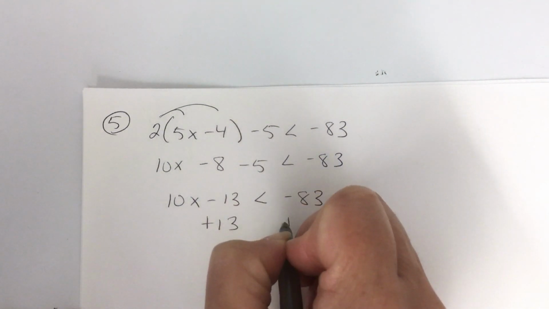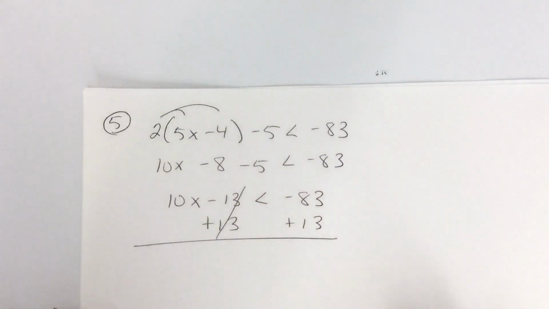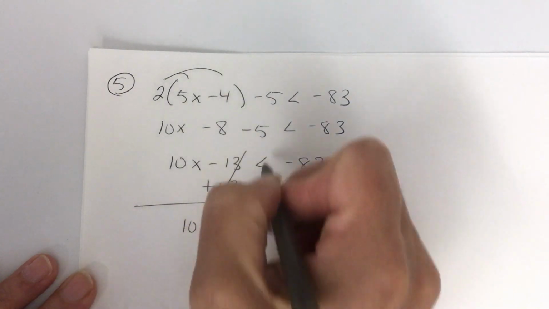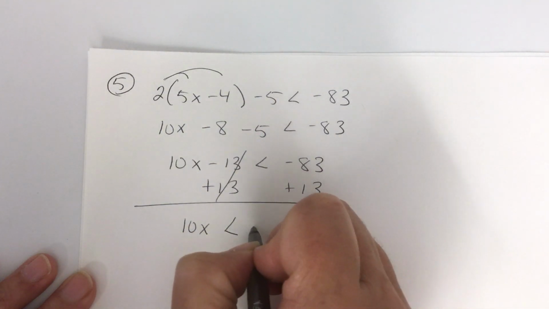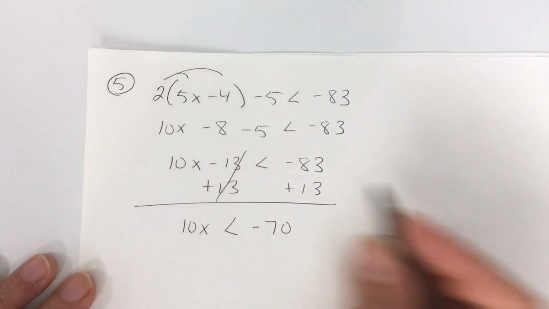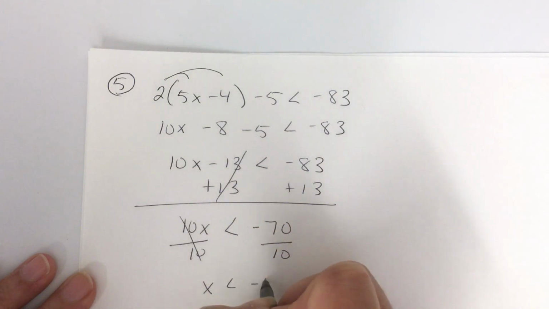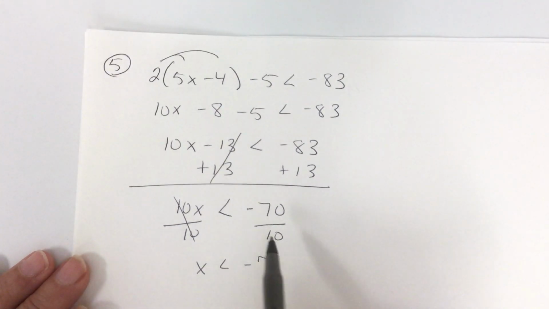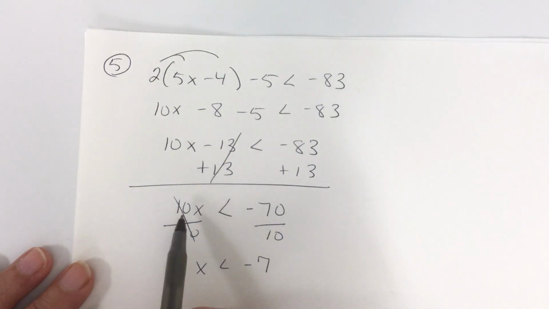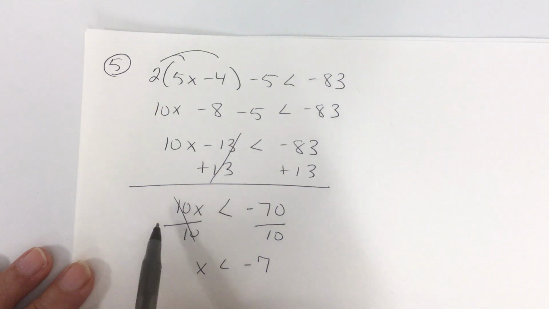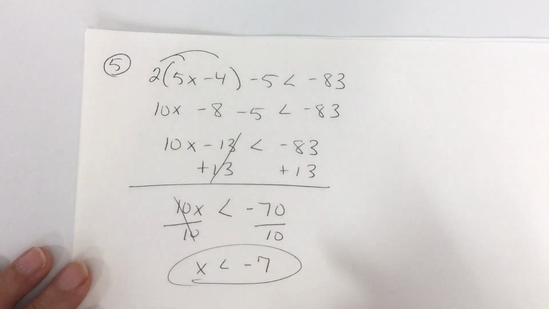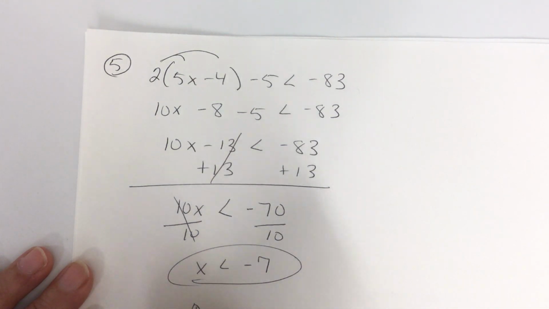Then we're going to add 13 to both sides. That cancels. So I bring down my 10x, I bring down my sign, and then that's negative 70. Divide both sides by 10. X is less than negative 7. You don't flip the sign even though the 70 is negative, because what matters is the number with the letter, and it's a positive 10. I divided by a positive 10, so I don't change my sign. If you were to graph that, you'd have a negative 7, open circle, everything to the left.